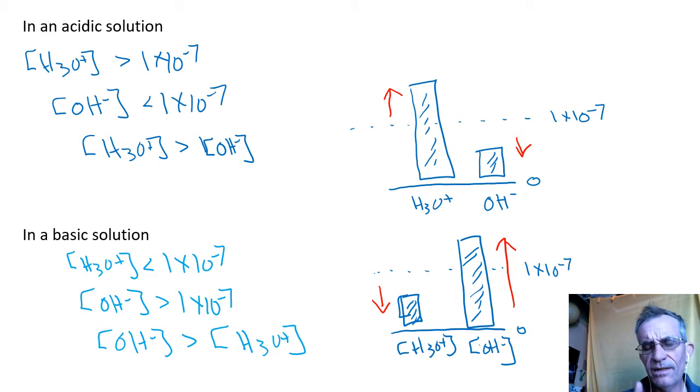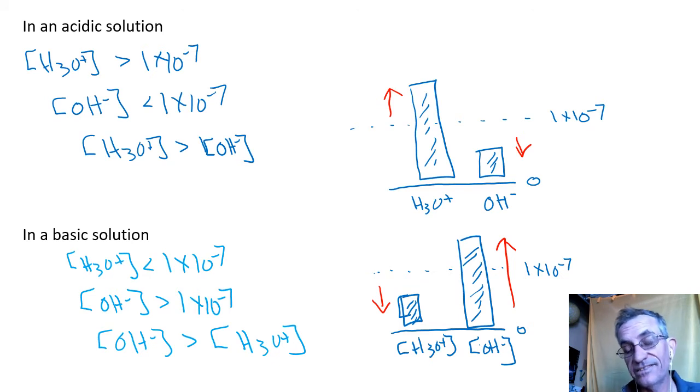Now, I do want to talk a little bit about, we've said one goes up, one goes down. Can we do any better than that? Can we actually calculate the amounts of these ions? Well, we can, and that's exactly what we're going to get into in the rest of this video.